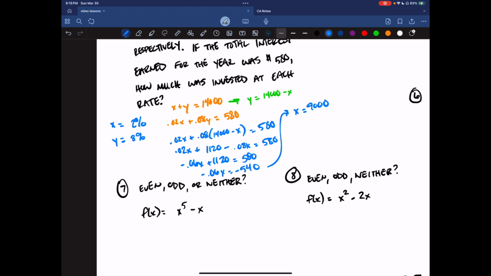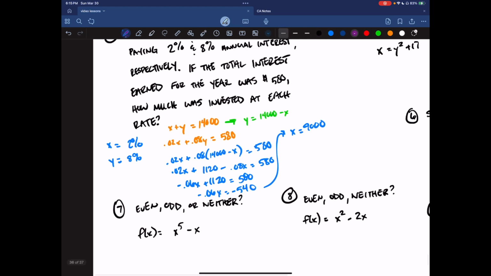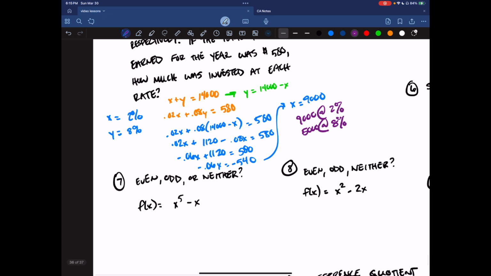Well, y was 14,000 minus x. I now know what x equals. So y is going to be 14,000 minus 9,000. Okay, so here's what we got. We got 9,000 at 2%. We have 5,000 at 8%. So that's how I split the money. And this is how I got what I got for the year, $580. Okay, so that's how you do that.